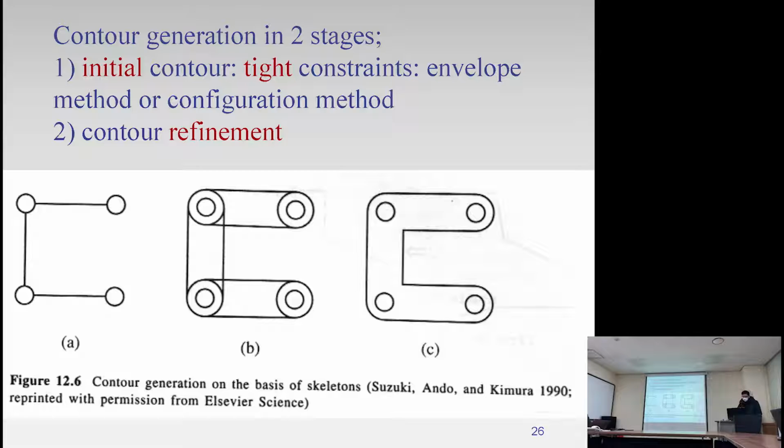So here in the image, you can see figure A shows the initial skeleton, and figure B shows primitive shapes satisfying the constraints generated around each connection in the skeleton. Part C shows the primitives finally combined into the overall contour.